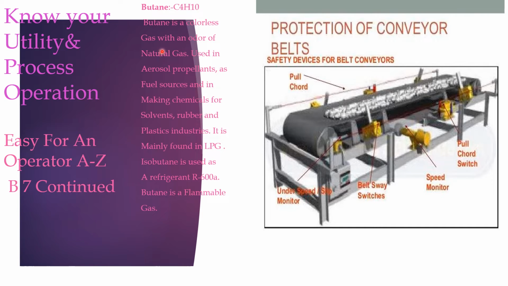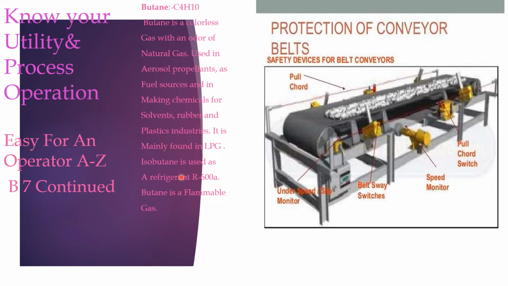Now we can see another important terminology starting with B. Butane, C4H10. Butane is a colorless gas with an odor of natural gas used in aerosol propellant, also used as a fuel for sources in LPG along with propane. Either it is a butane base or propane base or mixed equally or mixed in proportion. And making chemicals for solvents for rubber and plastic industries. It is mainly found in LPG.